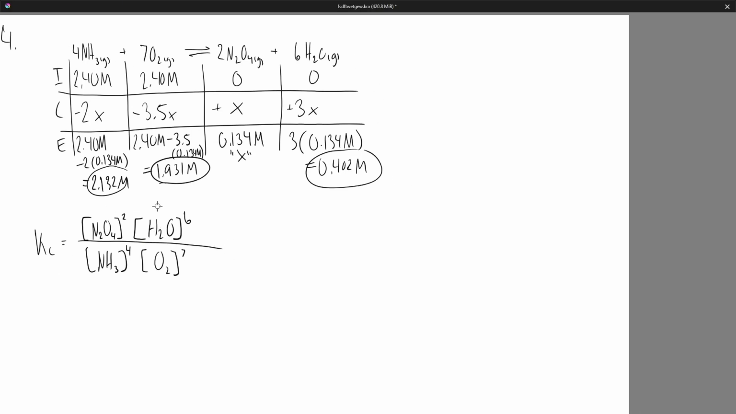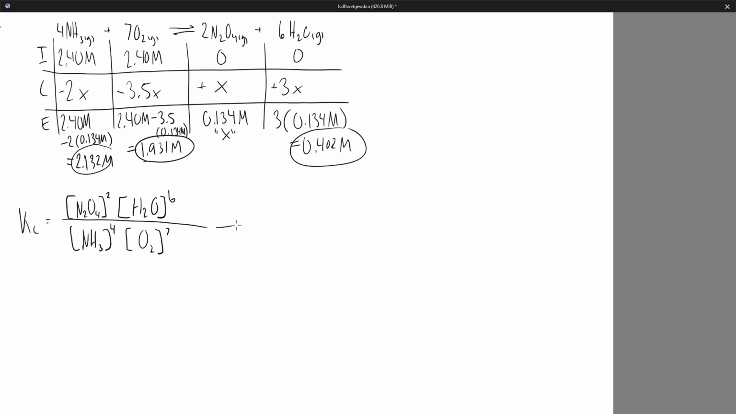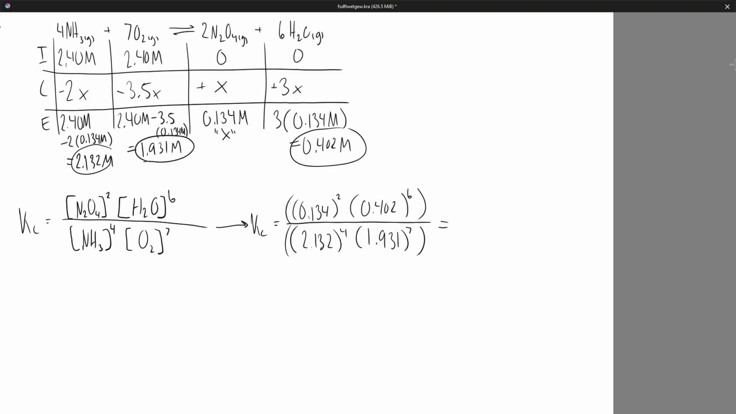So for this, we replace everything with the equilibrium concentrations we just solved for. So these things right here. So let's go ahead and do that for you guys real quick. So this is what it should look like in the end, and doing all that gives us an answer of 2.01 times 10 to the negative 7th power. That would be our Kc for this problem.